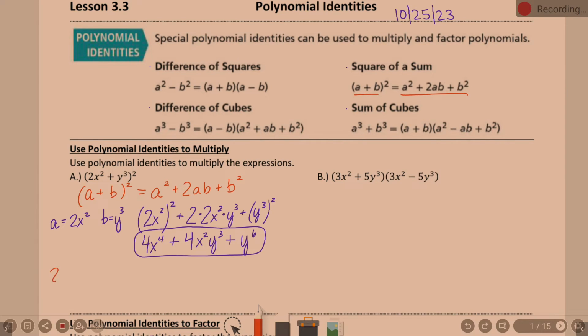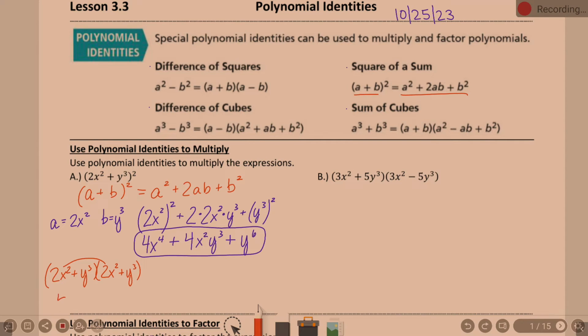I'm not sure I left myself enough room, but (2x squared plus y cubed) times (2x squared plus y cubed). Could you just FOIL that out? If that is more your preference, that's definitely an option. Okay? So I'll FOIL it with you real quick just for proof that it does work out.